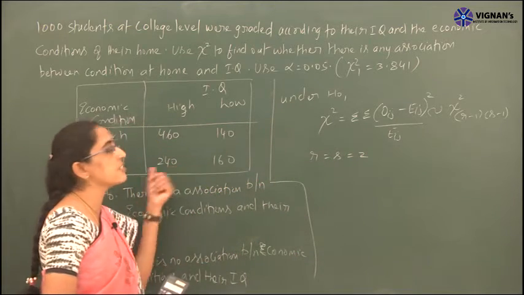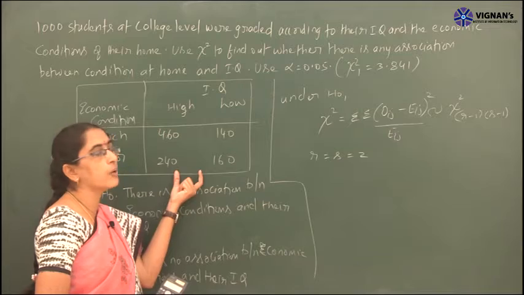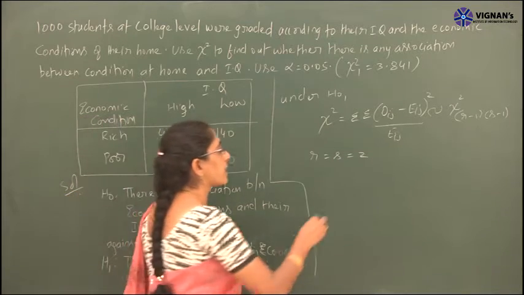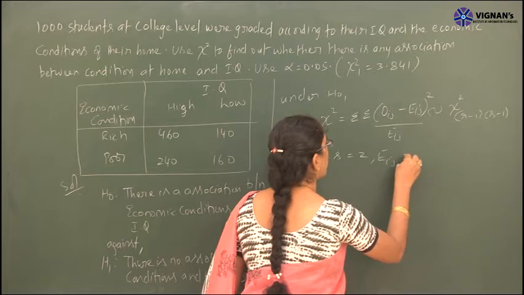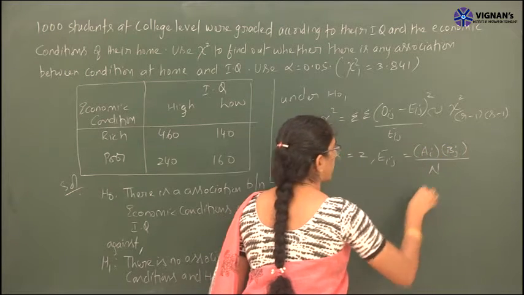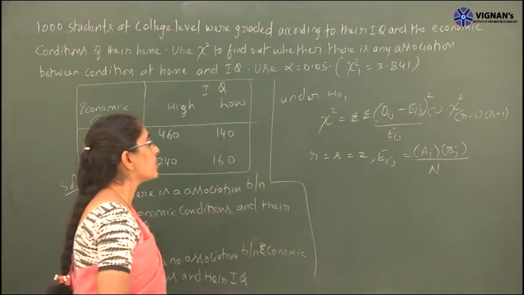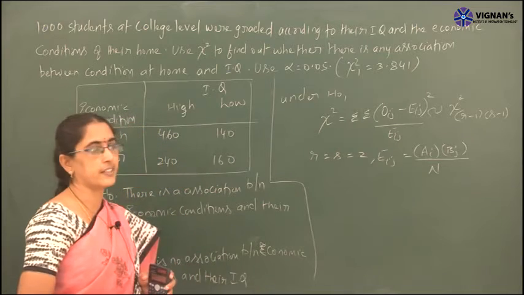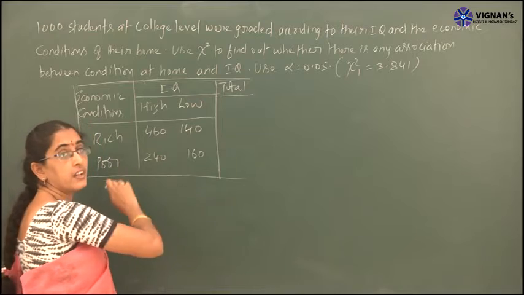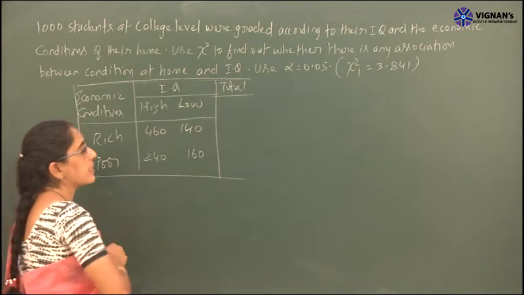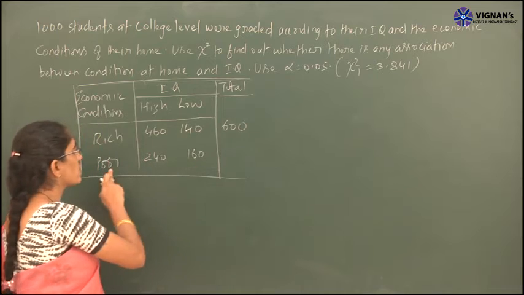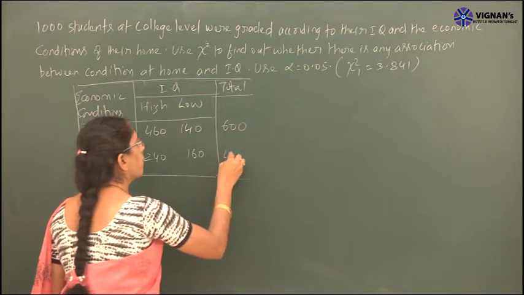Now let us consider this tabular form, with which we have to obtain the Eij values. Eij are known as the expected frequencies, which are given by the formula Ai into Bj by capital N. Now the tabular form is here. We have to find the total of the rich: 460 plus 140 is 600, and 240 plus 160, total poor, is 400.